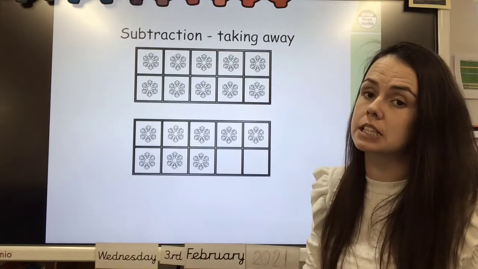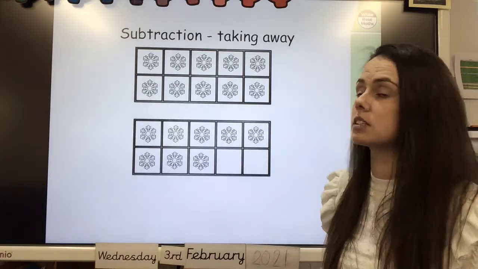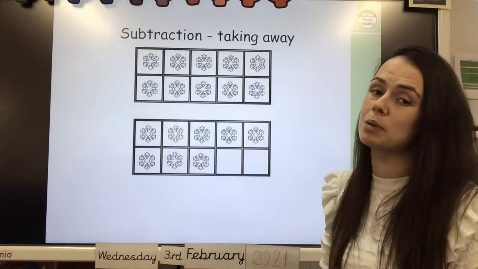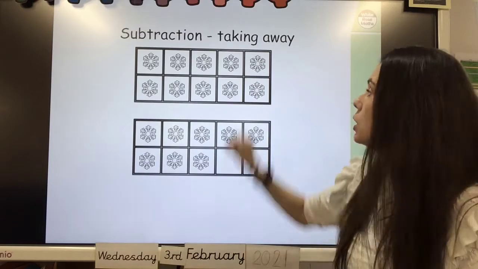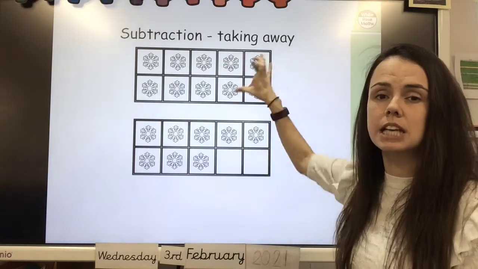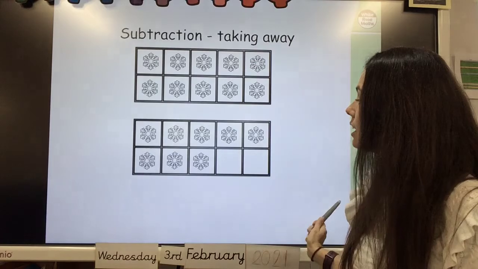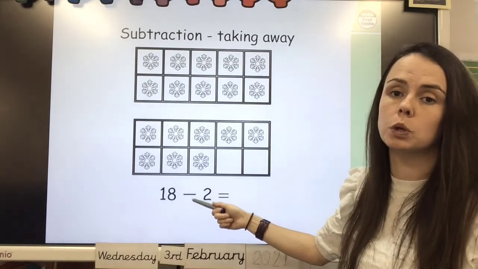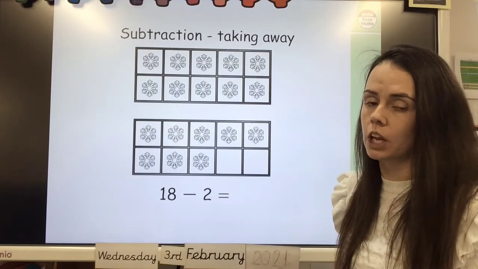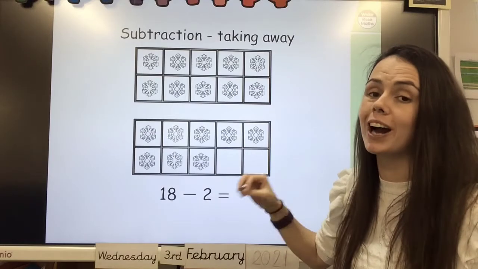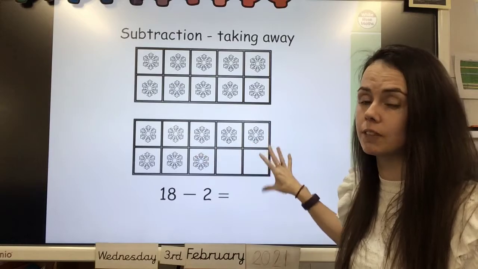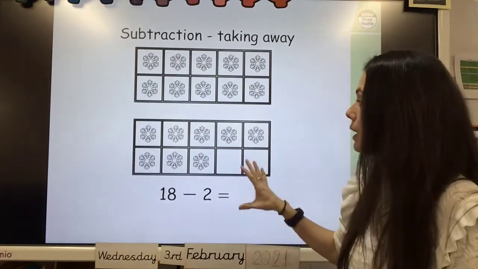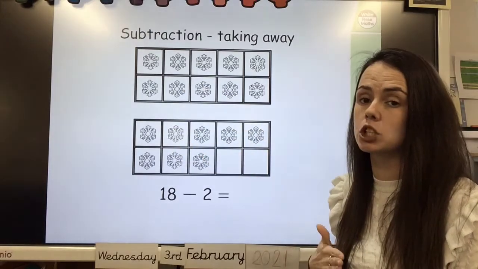Now, they don't do biscuits here. We are looking at snowflakes. So, here we have got some snowflakes. How many snowflakes have we got? We've got a 10 and an 8. 10 and 8 is 18. And they want us to take away 2. Now, don't get confused here. We are not adding on. We are not putting snowflakes in. We are taking away. So we have 18 and we're going to take 2 away.